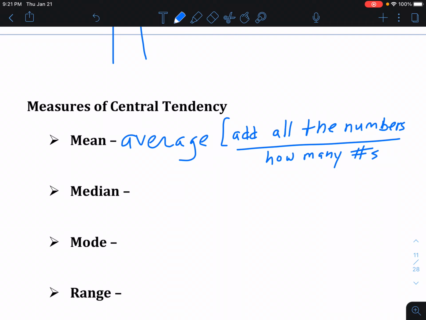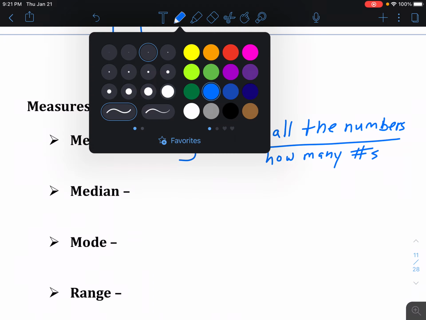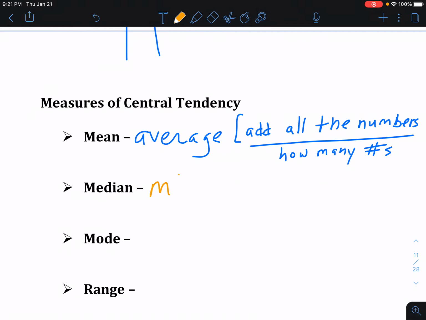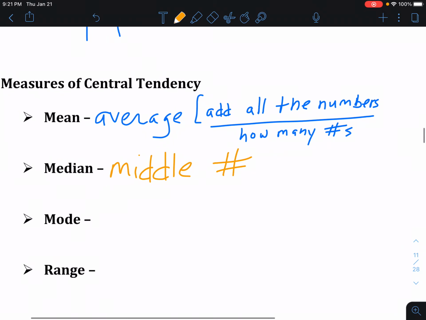Yards per rush. Median is the middle number. Think of median on the road as the middle of the road. It's usually like a concrete barrier. And the middle number, you do have to make sure they're in order. Let's just make a note there. The numbers got to be in order.